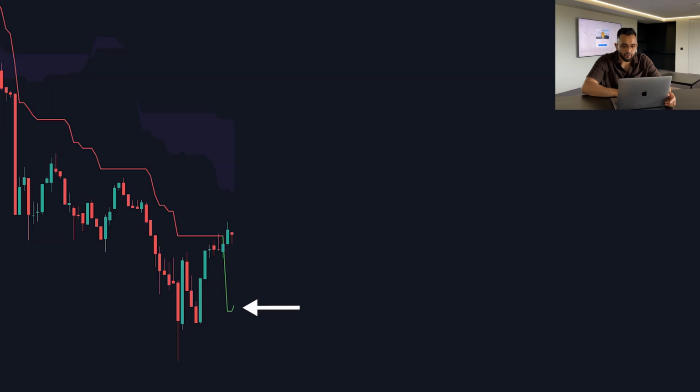So here the super trend line is green, but the price is still below the Kumo cloud. So we will wait here. Then the price enters the Kumo cloud, but we still wait until it's above the Kumo cloud. So we wait. Then it finally goes up. We make sure the super trend line is still green, and then we enter the trade.